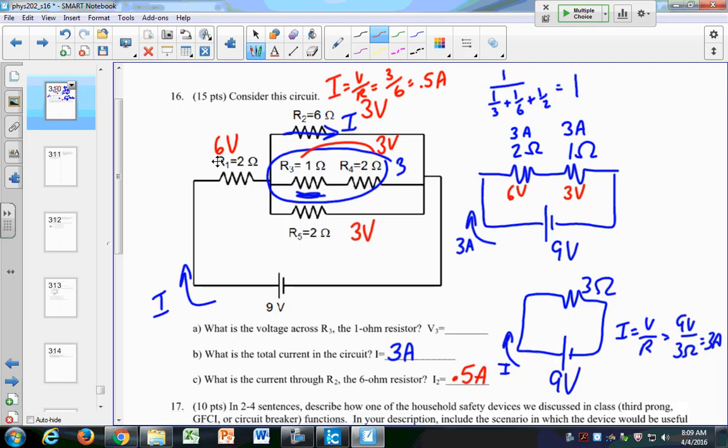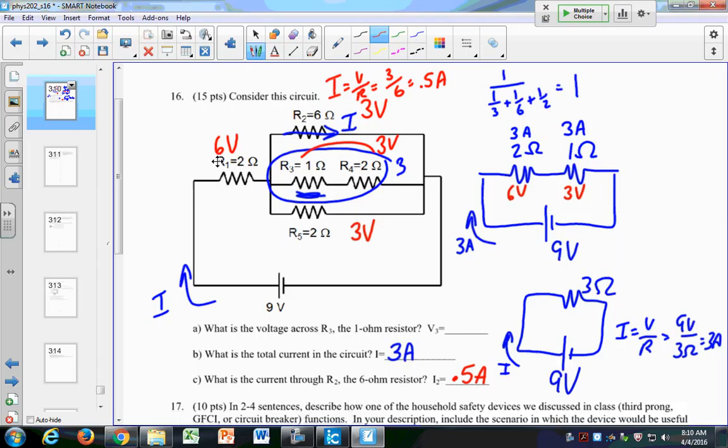And then the voltage across R3 is a little trickier. But you know that the voltages across these two resistors have to add up to equal what? 3. They have to add up to equal 3. And I know that one voltage is going to be twice that of the other voltage, because my resistors are, one is twice that of the other. Which is going to have the higher voltage, the 1 ohm or the 2 ohm resistor?